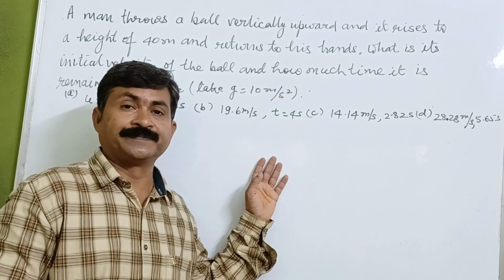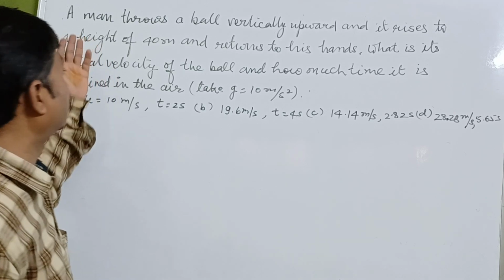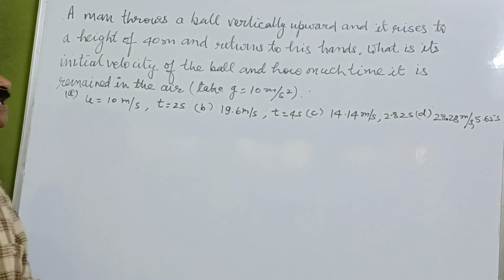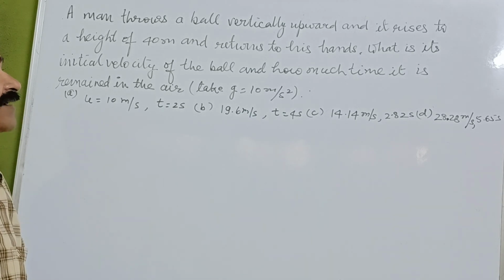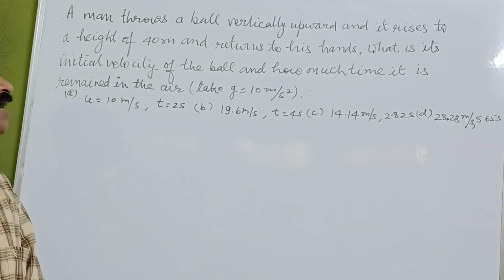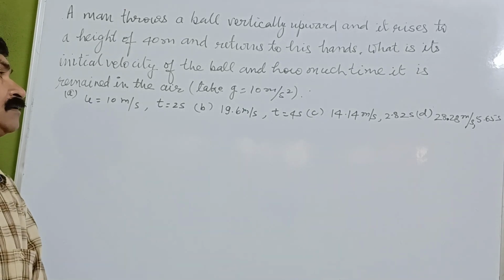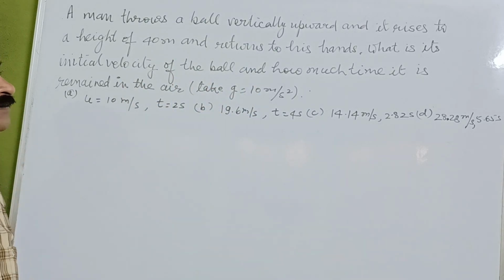So if we go through this question, see here: a man throws a ball vertically upward and it rises to a height of 40 meter and returns to his hands. What is the initial velocity of the ball and how much time does it remain in the air? Take g equal to 10 meter per second square.